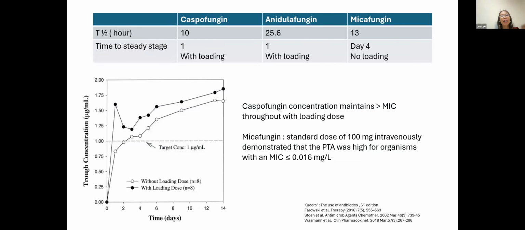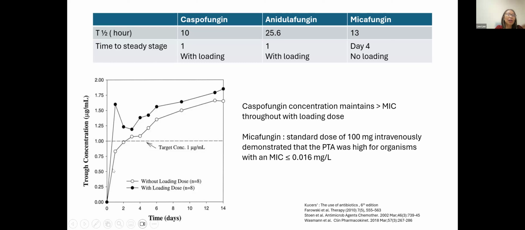So this is for the anidulafungin. Both caspofungin and anidulafungin need a loading dose. As for micafungin, a loading dose is not required because, based on the study, the standard dosing of 100 milligram infusion of micafungin is able to achieve the probability of target attainment if the MIC of the organism is considered susceptible. And the graph on the left lower corner is caspofungin with a loading dose.